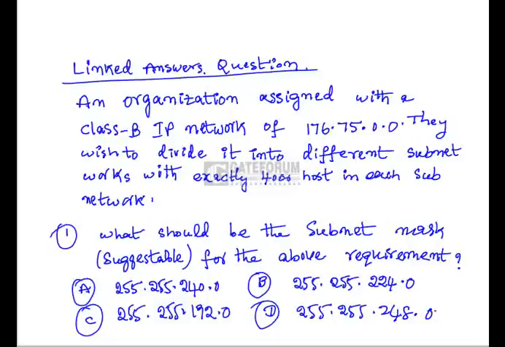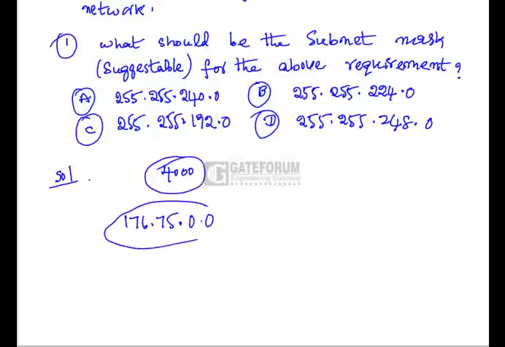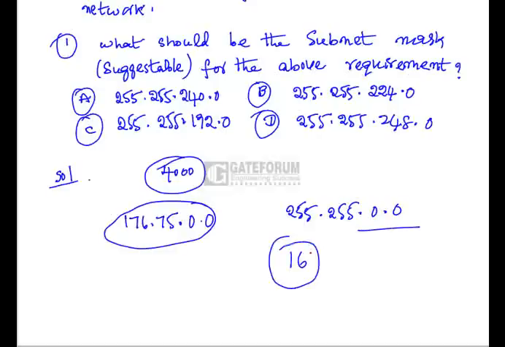So we need to find out the suitable subnet mask for the requirement of 4000 hosts, exactly for each subnet. Given it is 176.75.0.0, it is a class B network. Usually in a class B network, the default subnet mask is 255.255.0.0. Actually, in the host part, we will get 16 bits.